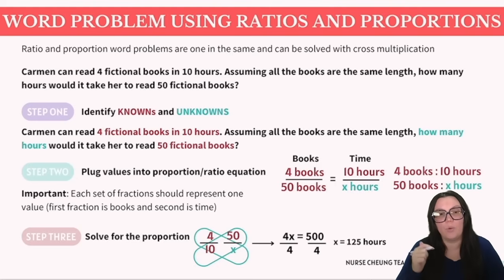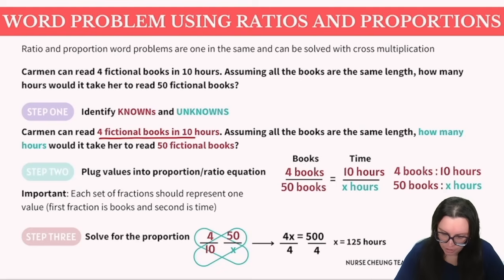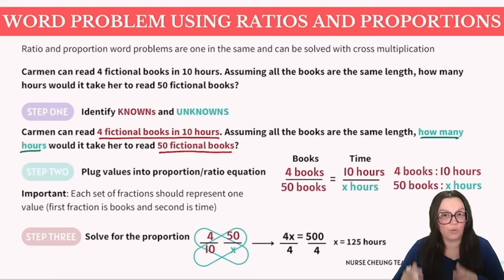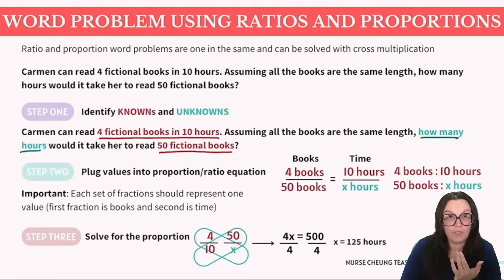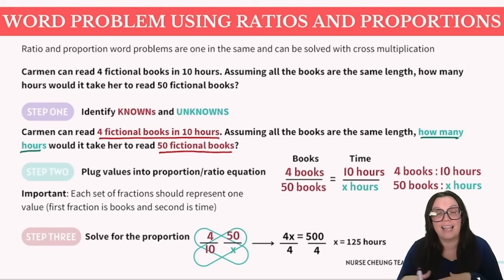Step 1 is we want to identify our knowns and our unknowns. What we do know is that Carmen can read 4 fictional books in 10 hours. What we don't know is how many hours it's going to take her to read 50 fictional books. Our unknown is that amount of time that it's going to take her to read those 50.